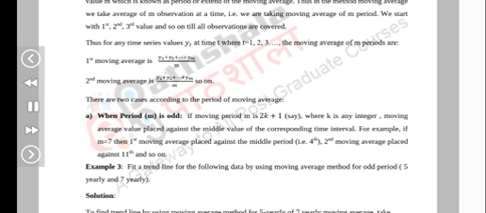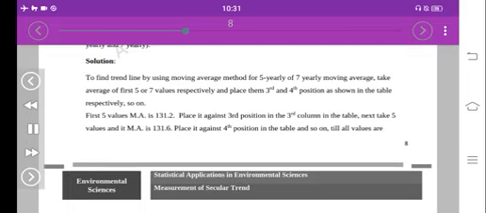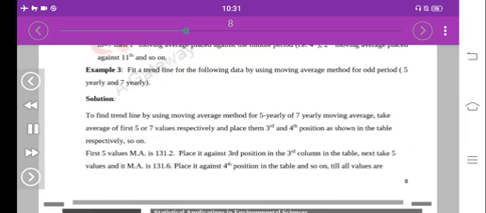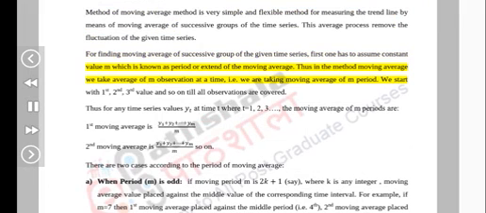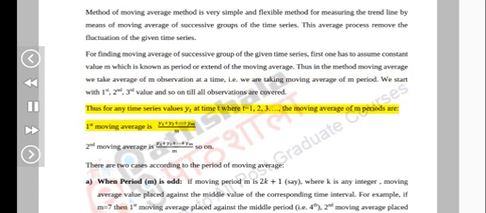3.3 Method of moving average. The moving average method is a very simple and flexible method for measuring the trend line by means of moving averages of successive groups of the time series. This averaging process removes the fluctuation of the given time series. For finding the moving average of successive groups of the given time series, first one has to assume a constant value m, which is known as the period or extent of the moving average. Thus in the moving average method we take the average of m observations at a time, i.e. we are taking the moving average of m period. We start with the first, second, third value and so on till all observations are covered.